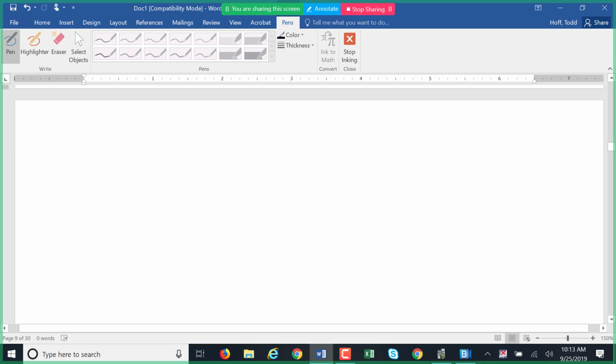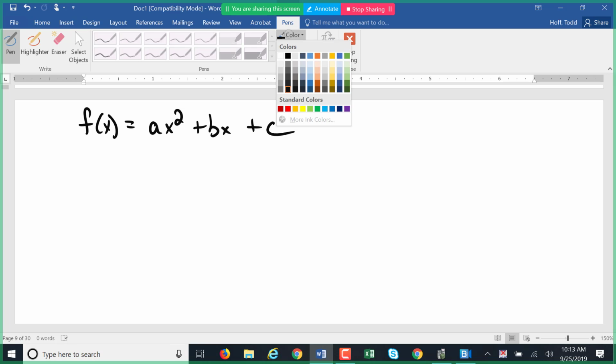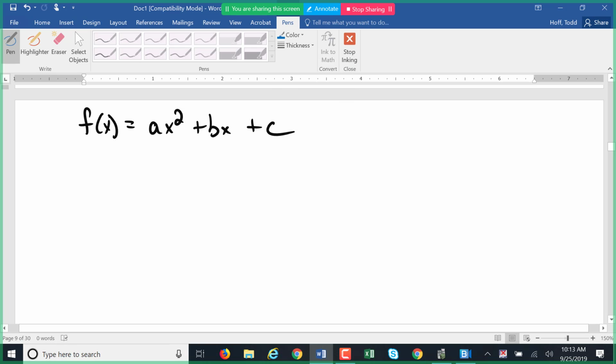What if it is in what's considered to be standard form? f of x equals ax squared plus bx plus c. Well, let's throw some numbers in here and see what happens. Let's just do f of x equals x squared plus 4x plus 7.